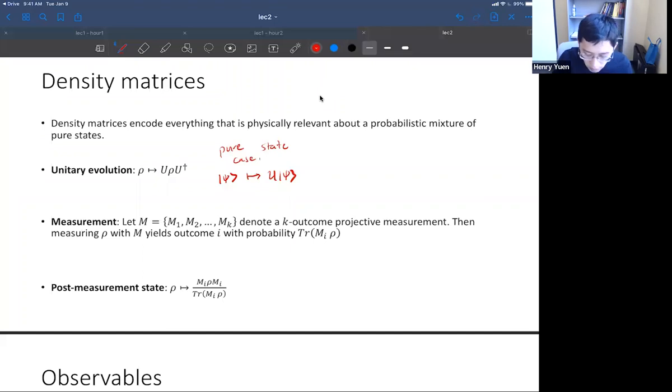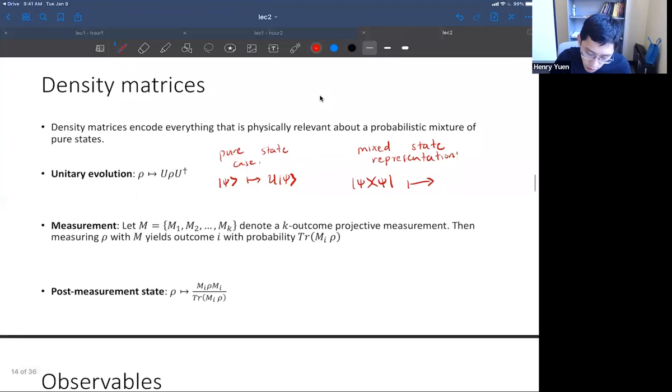But let's consider taking the density matrices corresponding to these pure states. This is the mixed state representation. Remember that the density matrix corresponding to the pure state is ket psi bra psi. And when it undergoes unitary evolution, we just multiply U on both sides.